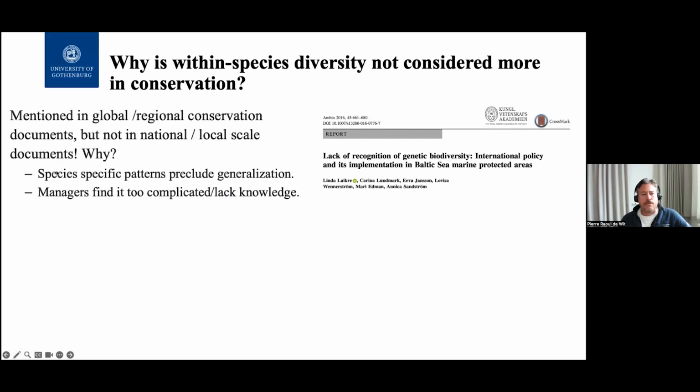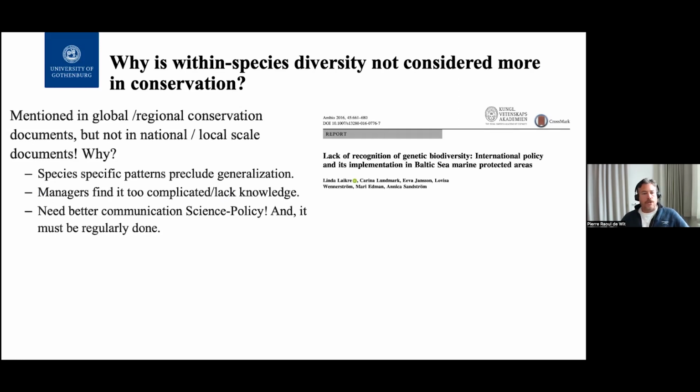So why is this the case? Well, you can imagine a few things. It could be that species-specific patterns preclude generalizations. So there's a lot of differences depending on if you're an oyster or a fish or an isopod or eelgrass. And also that usually the genetic data is quite complicated. So that's a lesson to us, the researchers, that we need to communicate the results in a way that makes sense to managers. So we need to communicate better, and we need to communicate on a regular basis.